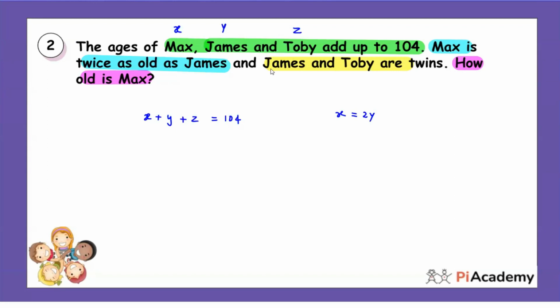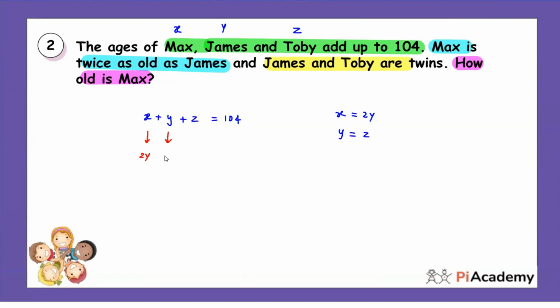Now the second thing is mentioned here: James and Toby are twins. If they are twins, then their ages must be the same. So from that line, we get Y must equal Z. After applying these two things in our equation, we can solve it easily. So X equals 2Y, you can substitute.